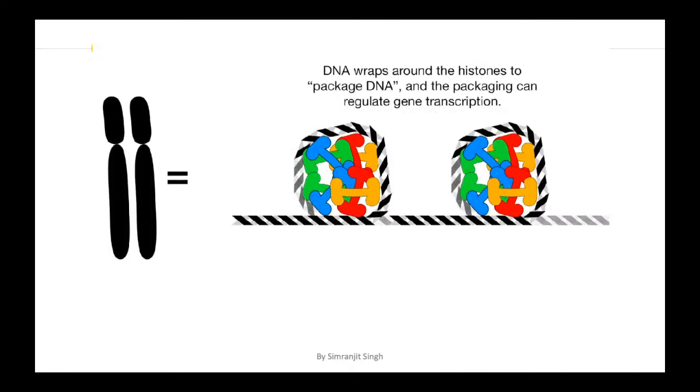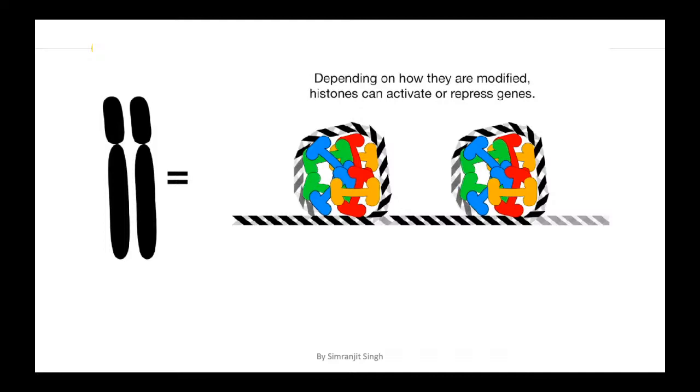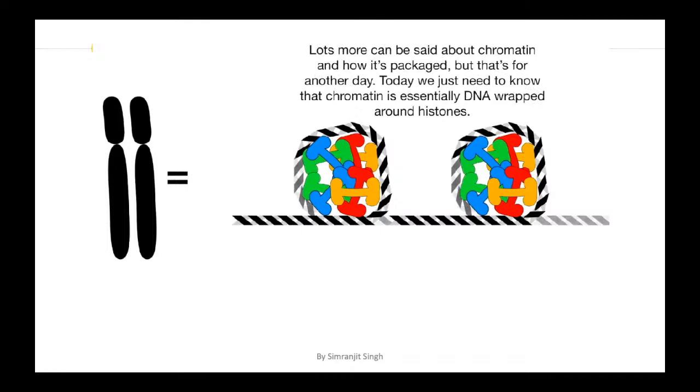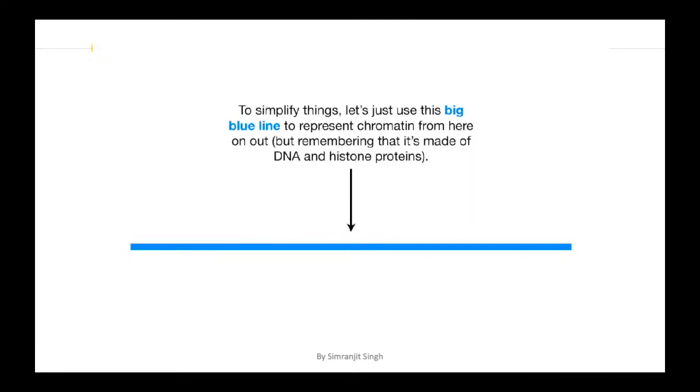DNA wraps around the histones to package DNA, and the packaging can regulate gene transcription. Depending on how they are modified, histones can activate or repress genes. Lots more can be said about chromatin and how it's packaged, but that's for another day. Today we just need to know that chromatin is essentially DNA wrapped around histones. To simplify things, let's just use this big blue line to represent chromatin from here on out, but remembering that it's made of DNA and histone proteins.